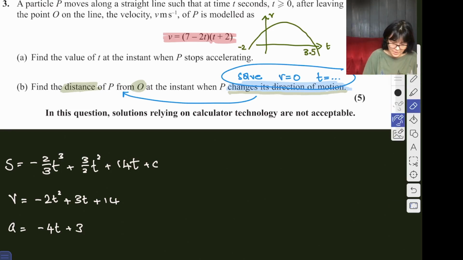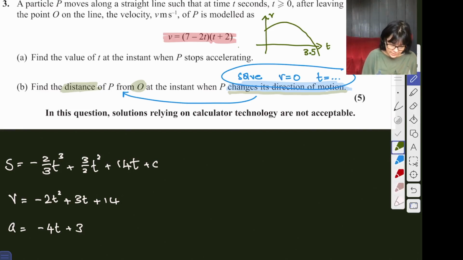We don't need any of the bits where t is negative, because time can't be negative. And we're integrating from the beginning to the time when it changes direction, which is when v is 0, which is at 3.5. So my integral is going to be all of this. It's all positive. I can go straight away from 0 to 3.5, integrate the velocity, and I will get the displacement, which equals the distance, because there's no changing of direction on that interval.